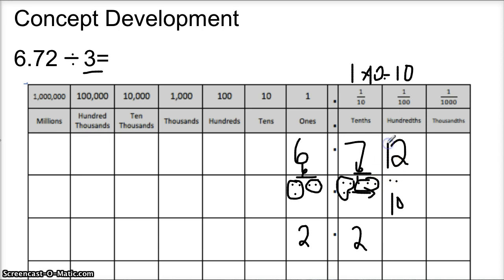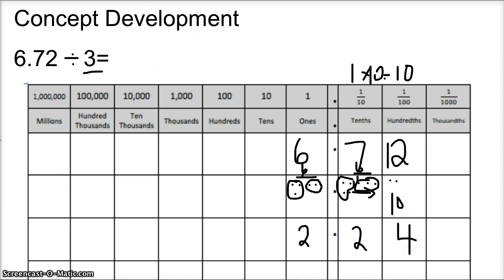Or I can just draw that 1 in front of the 2 hundredths that's already there, because 10 hundredths plus 2 hundredths equals 12 hundredths. So now I'm not dividing 2, I'm dividing 12 by 3. So 12 divided by 3 is, from my fast facts, I know that that is 4.